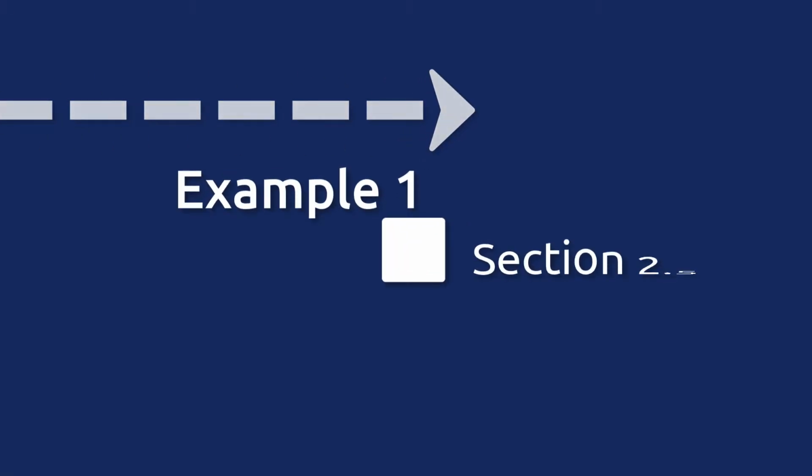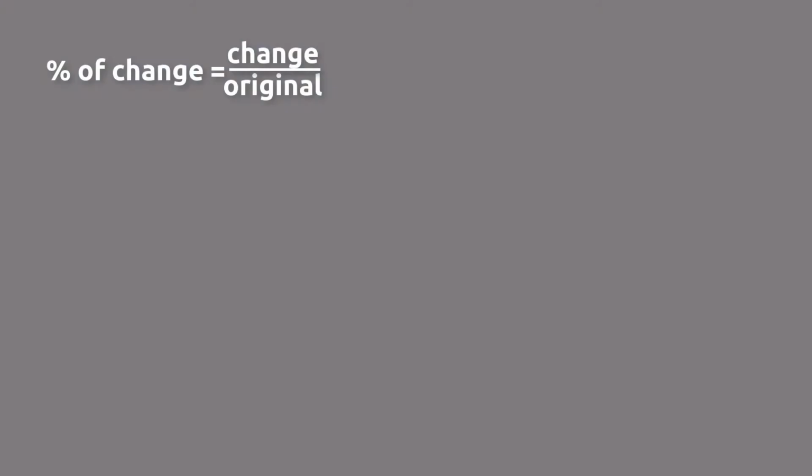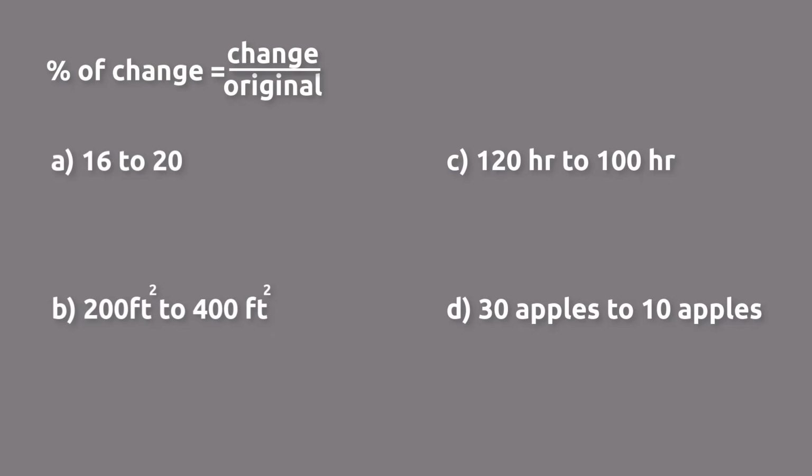In this problem, we're looking at percent of change. And remember that percent of change is simply the change divided by the original amount. We're given 4 different problems where we're asked to find the percent of change. And we're supposed to round to the nearest whole percent if necessary and state whether the percent of change is an increase or a decrease.